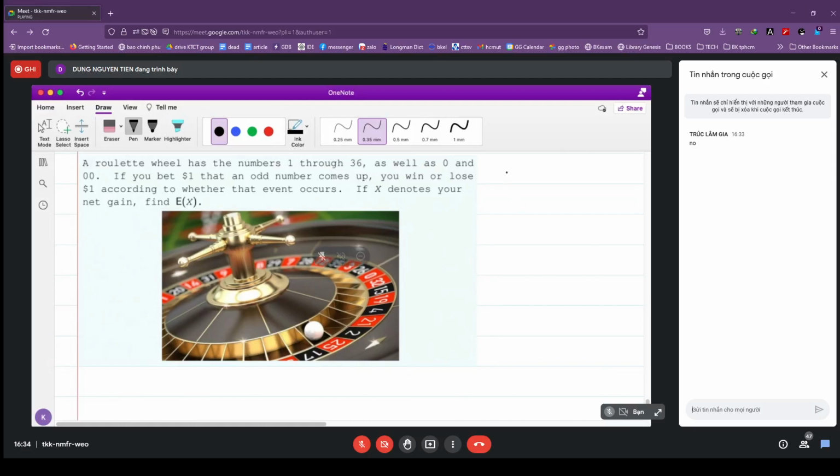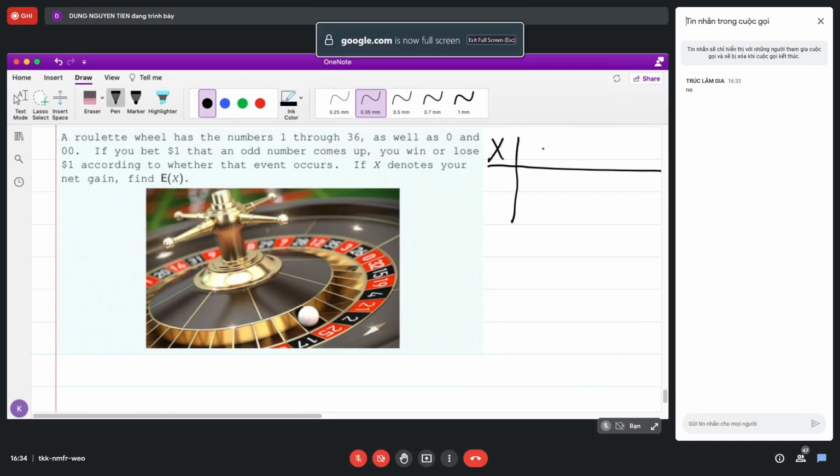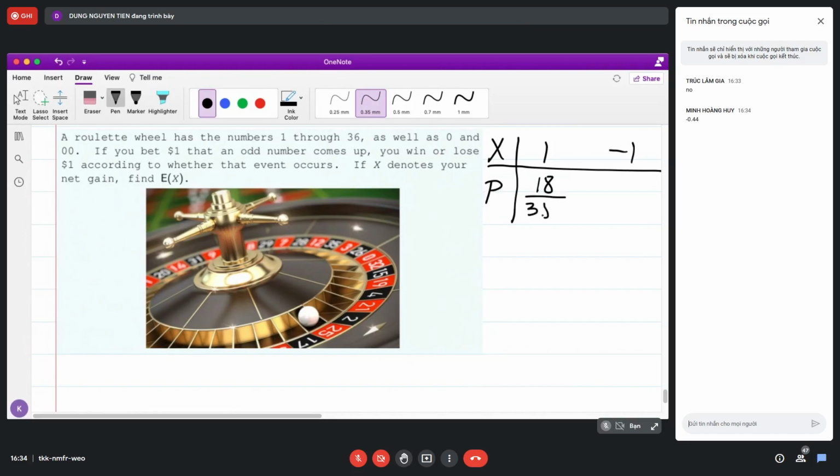You see that X could be... you need to know the distribution. X could be 1 or -1, right? You can win $1, you can lose $1, and the probability of winning is 18 over 38. There are 38 options, 36 numbers, 0 and 00, so 38 options, and you can win with probability 18 over 38, and you lose with probability 20 over 38.